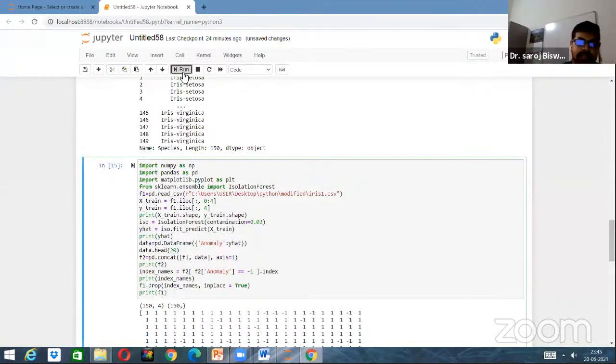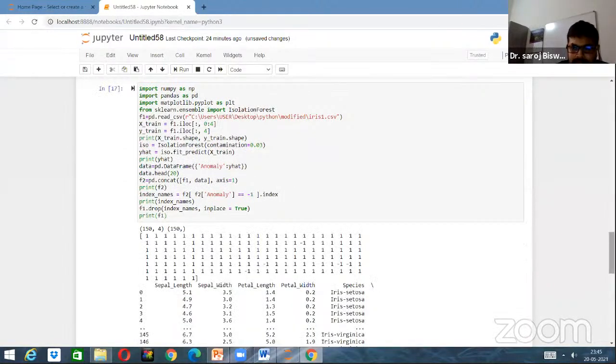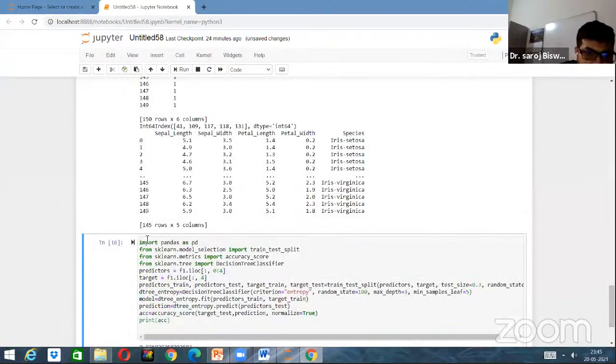Running will take time. Fine. Looking at how many, finally we have 145. This means 5 patterns are treated as outliers, and which patterns are these? 41, 109, 117, 118, 131. These patterns are different in the box plot. You can see the index number in the box plot.